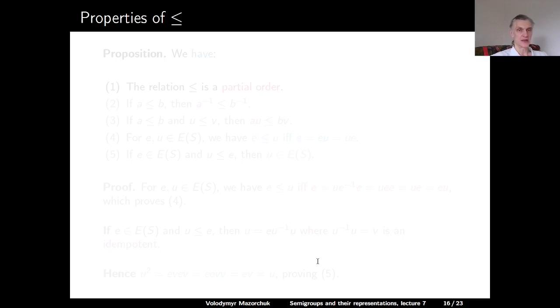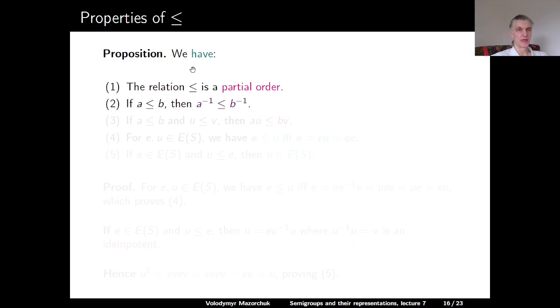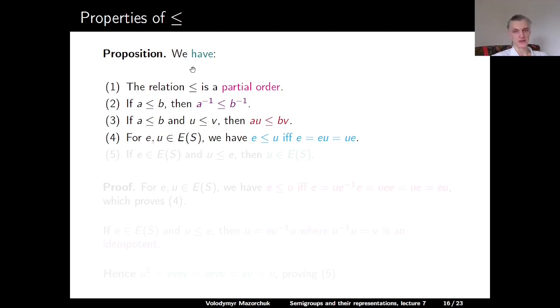Now we can write down explicit properties of our relation less than or equal to. So proposition, we have the following properties. First, this relation is a partial order. Second, if A is less than or equal to B, then A inverse is less than or equal to B inverse. 3. If A is less than or equal to B and U is less than or equal to V, then AU is less than or equal to BV. 4. For all idempotents E and U, E is less than or equal to U if and only if E is equal to EU is equal to UE.